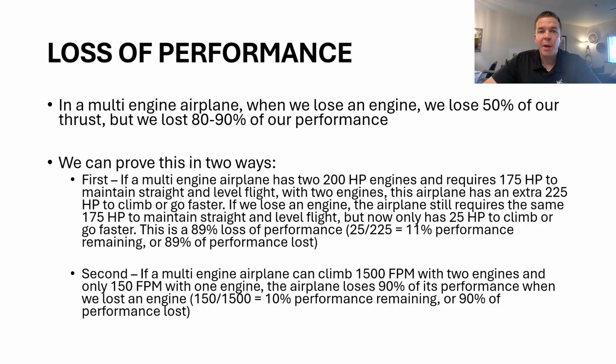The other way we can prove that is by using climb performance charts in a POH for a multi-engine airplane. Say we calculate our climb performance with two engines operating, and we find that we have a 1,500 foot per minute climb with two engines. However, when we calculate our single engine performance, we find that we only have 150 feet per minute of climb performance on a single engine. That means we have lost 90% of our performance. We would take 150 divided by 1,500, which equals 10% remaining, or a 90% loss in performance.